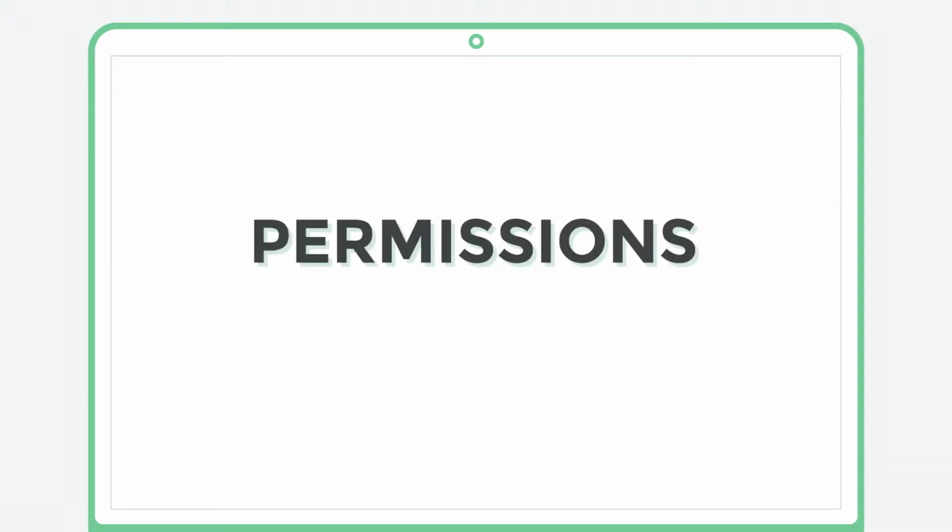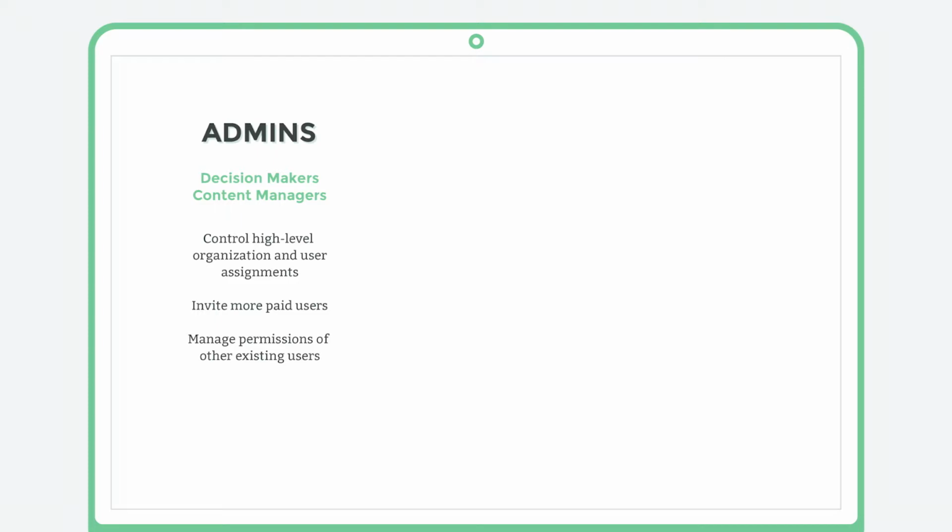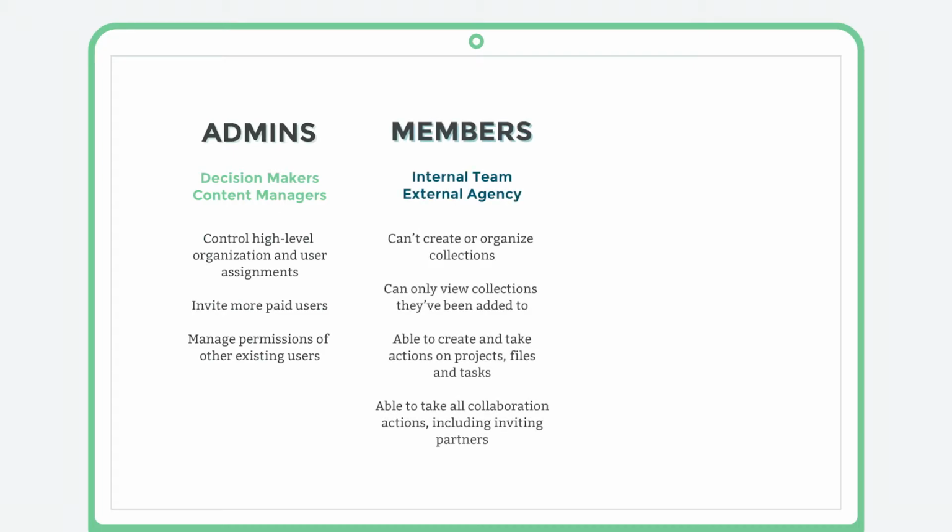Now that you know everything your team can do in Slope, let's talk about the different permission levels. Administrators control the high-level organization of collections and are the only users able to invite more admins and members. To put it simply, admins can view and take action upon everything within an organization and are considered the gatekeepers of Slope. Members are intended for your internal team or external agency who can be assigned to and complete work.